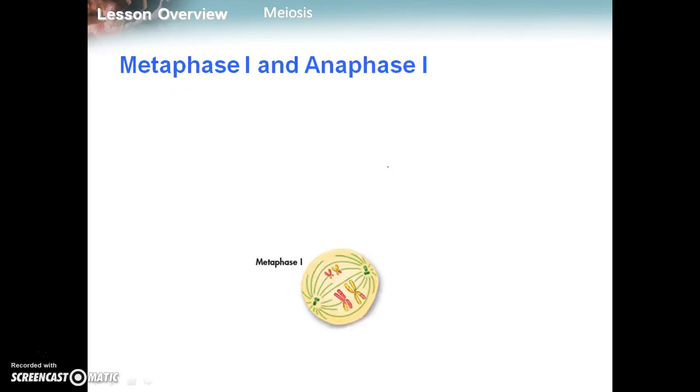Next, we have metaphase 1 and anaphase 1. As prophase 1 is ending, we're going to have spindle fibers form. Spindles form, and we can see those in our picture. We've got our green spindle fibers, and they're going to attach to each tetrad. During metaphase 1 of meiosis, paired homologous chromosomes are going to line up. So our pairs line up.